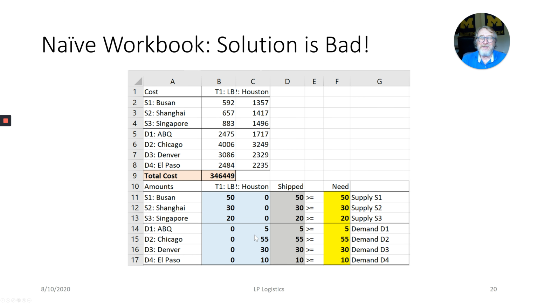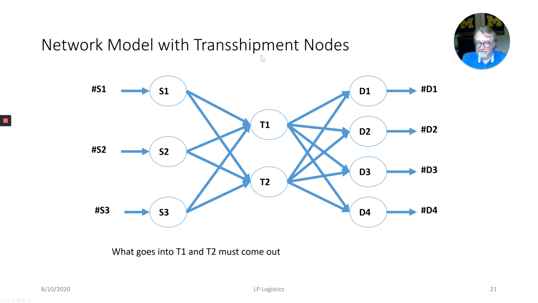Obviously, you can't do that, right? So what's the issue with it? Well, we have these transshipment nodes. These ports are transshipment nodes, right? They're not the final destination. We have containers going in, we need containers going out. And we have to make sure that what goes into T1 comes out and what goes into T2 also comes out, right? So we're shipping from the sources to the transshipment nodes to the final destination.